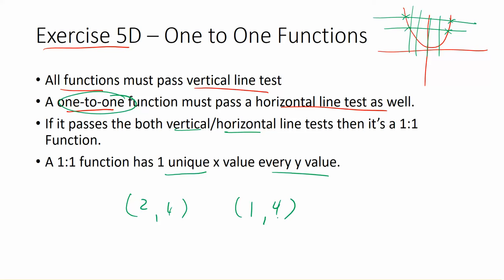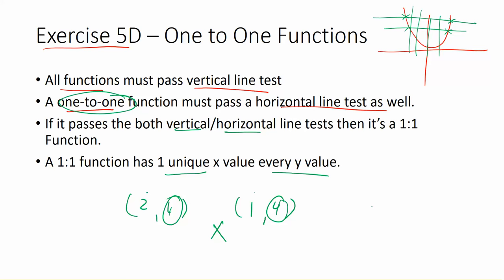that have the same y value but different x values, that's not a one-to-one function, because I don't have a unique x value for the y value. The y value is 4, but as you can see, x can equal 2 or 1, so that's not one-to-one.